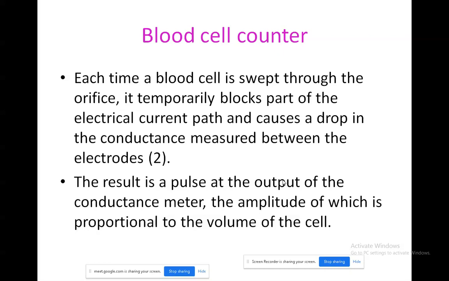Each time a blood cell is swept through the orifice, it temporarily blocks part of the electrical current path and causes a drop in the conductance measured between the electrodes. So due to that, the conductance will drop, which means it will block the conductance. The result is a pulse at the output of the conductance meter, the amplitude of which is proportional to the volume of the cell. So you will get the pulse output due to the conductance block in the orifice, and that corresponds to the output in the conductance meter, which is proportional to your cell volume in the diluted blood.